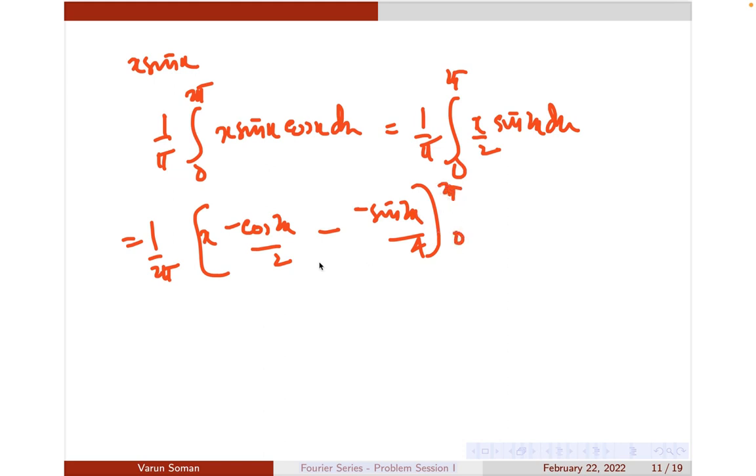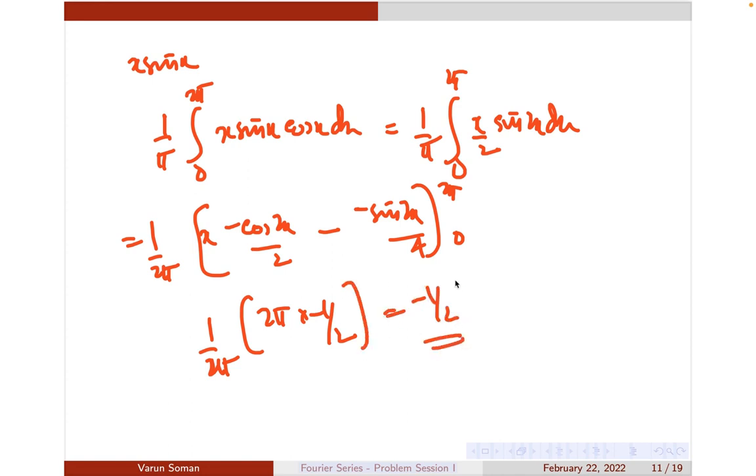Okay, when you substitute it here, it will be 1 by 2 pi into again 2 pi into minus cos 4 pi. 4 pi is again a multiple of 2 pi, cos 4 pi is always 1, so it is minus 1 by 2, but sin 4 pi is again 0. Again, if you substitute x equal to 0, this will become 0, this will also become 0. So ultimately the answer, I think, is minus 1 by 2. Okay, so that is the value of a1.